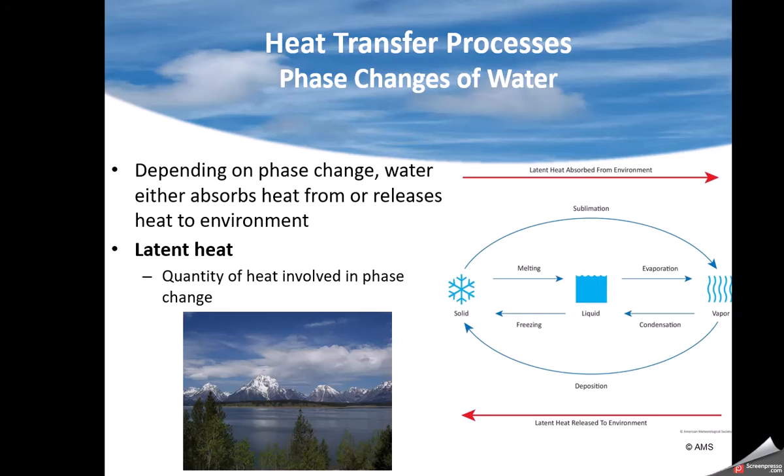Latent heating is another odd process. Water is the only element in the atmosphere that changes state in the normal temperature ranges of our atmosphere. What does that mean? Well, water can go from a vapor, water vapor, to a liquid, to a solid, or back. And it can even skip a phase. It can go directly from a solid to a vapor.